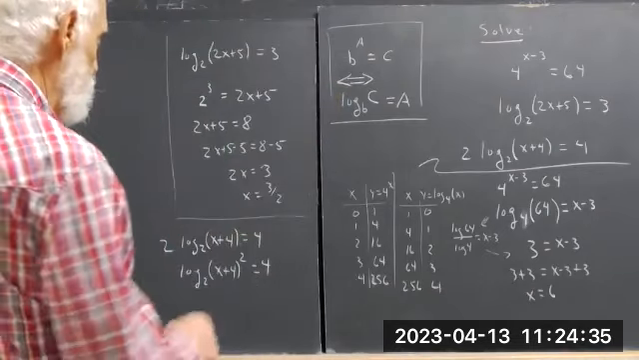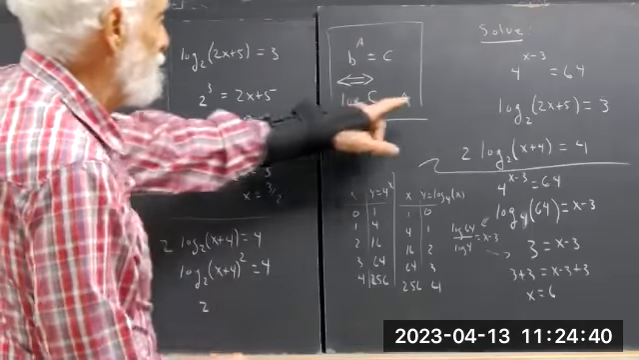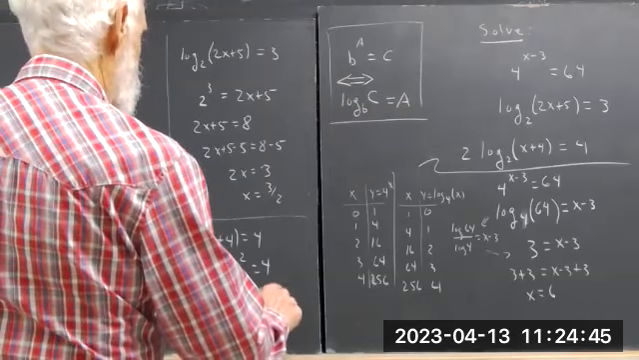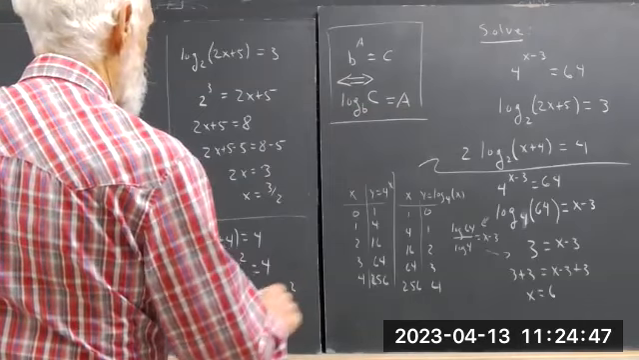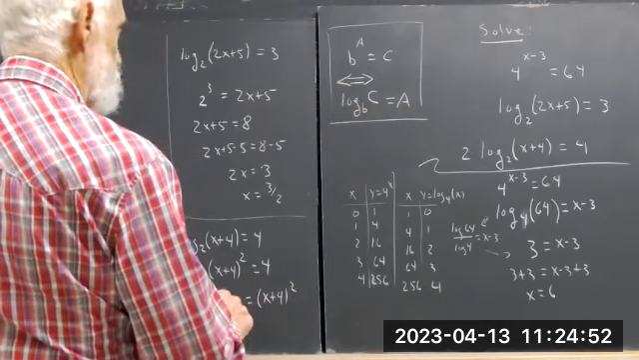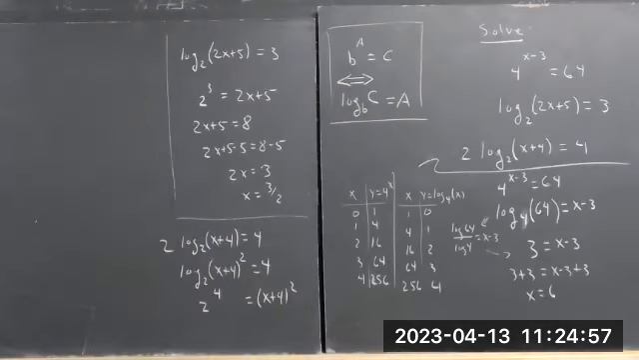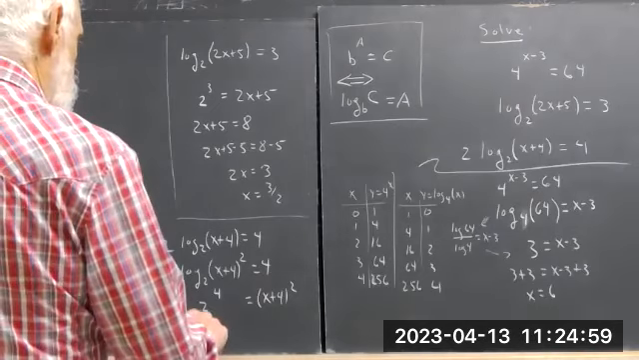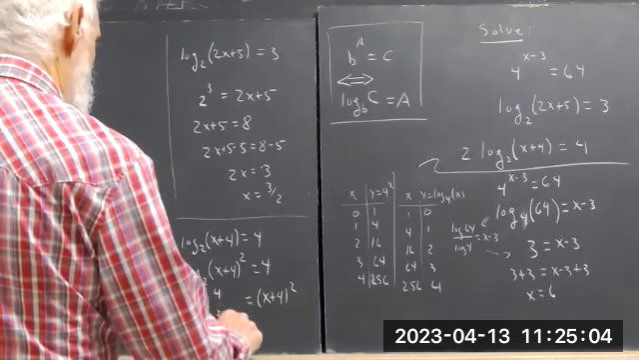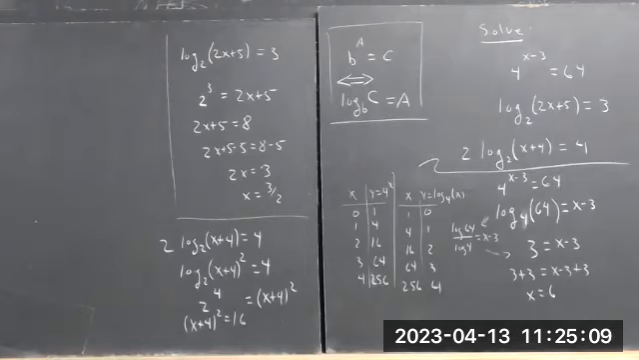Okay, so anyhow, you have this, and you convert this using this. Your b is 2, so that's your base. Your a here is your x plus 4 squared. And your c is 4. Well, that gives you x plus 4 squared equals 16.